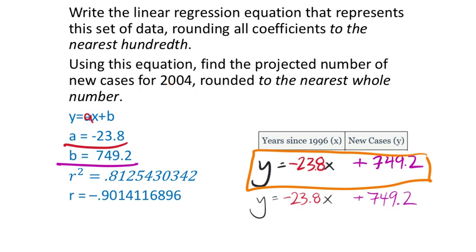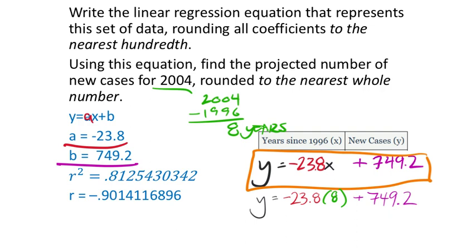Now, it's not good enough to say, well, the year is 2004, so I'm just going to replace X with 2004. Now, it says years since 1996. So how many years since 1996 is 2004? That's the value that we need. So to find that, it's a difference or distance between the values. So I just take the two and subtract them. And then I get 8. That's 8 years since 1996, which is clearly an X value. So I'm going to take the X in my equation and replace it with 8. And then I put this into my calculator.